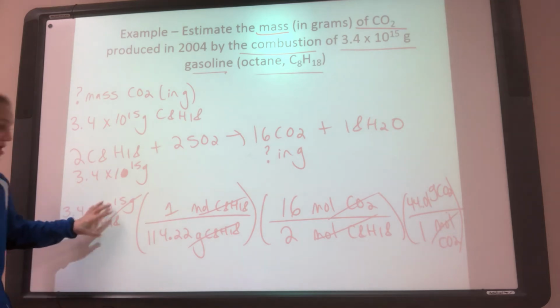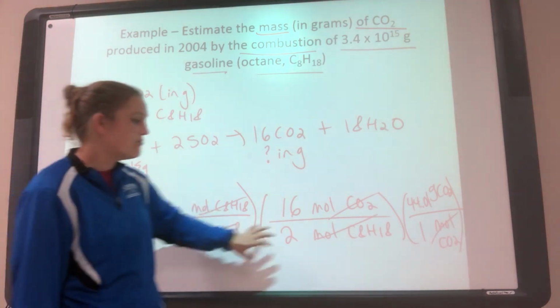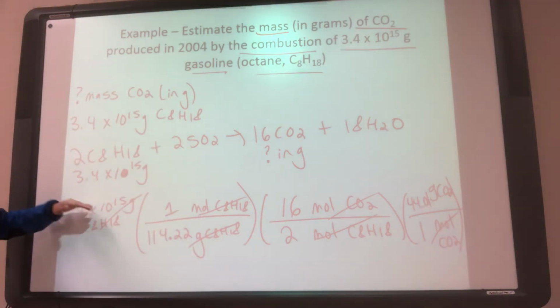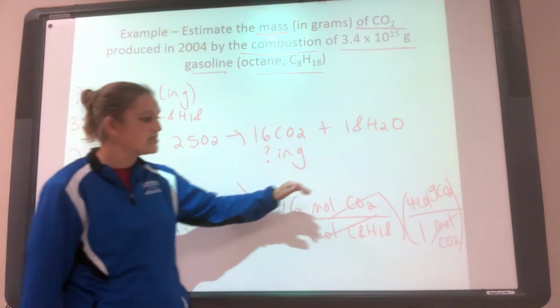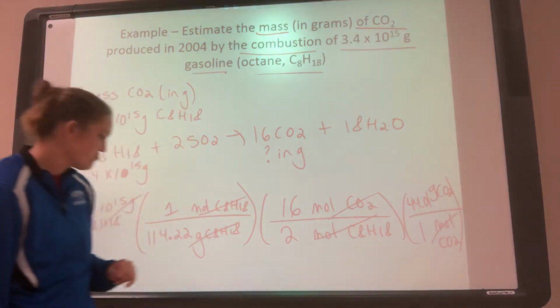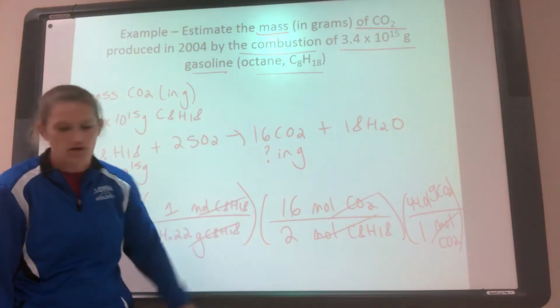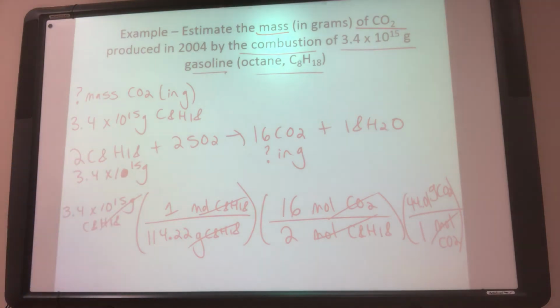So now I went grams to moles. Then I went from moles of one thing to moles of the other, and then I put it in grams. So to do the math, it's this times 1 times 16 times 44, get that answer. Then 114 times 2, get that answer, and then divide top by bottom. And your number comes out to be 1.0 times 10 to the 16 grams of CO2.